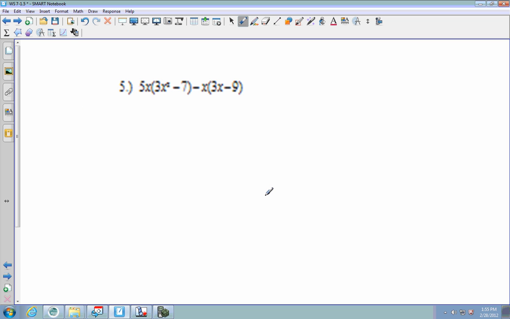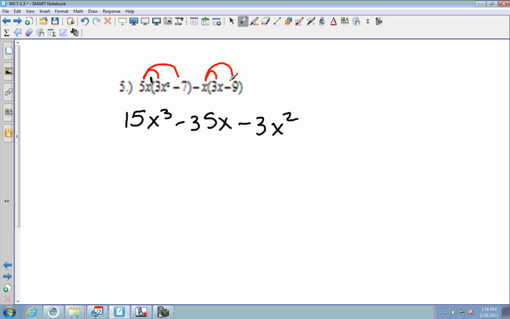Next one. When you look at these, you're going to have to do the distributive property first. So I need to take 5 times both things that are inside here, and then negative x times whatever's inside here. First off, I have 5 times 3 is 15, x to the, I've got a 1 and a 2, which is x to the third power. 5 times negative 7 is negative 35x. Then I'll go over here. I've got negative x times 3x, negative 3x squared. Negative x times negative 9 is positive 9x.